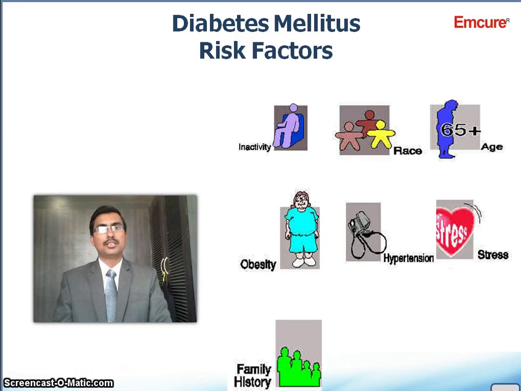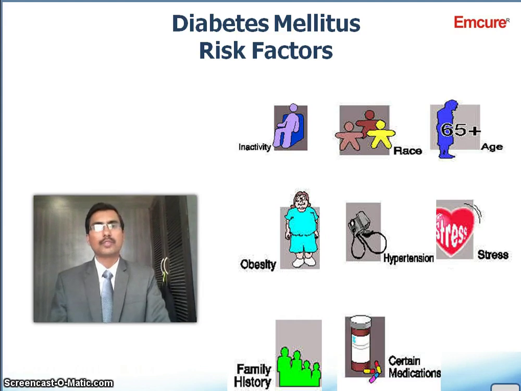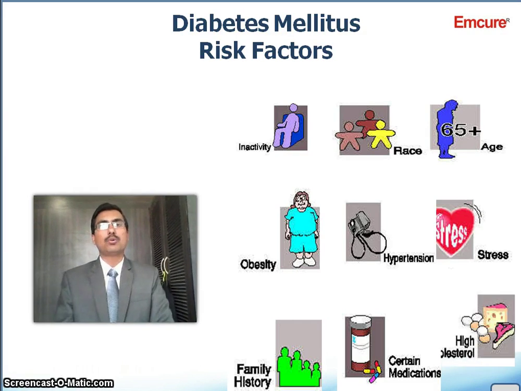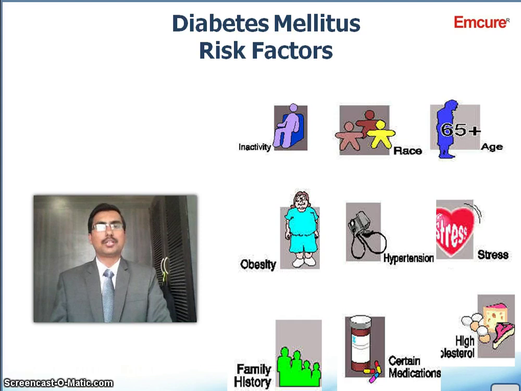Family history is another risk factor of diabetes. If a person's mother, father, brother or sister are suffering from diabetes, there is a high chance that the same person may suffer from diabetes. Certain medications like steroids can also induce diabetes. And lastly, high cholesterol intake can also lead to diabetes. Especially if a person's triglyceride and LDL level is high and HDL level is low, then there is a chance that the person may suffer from diabetes.